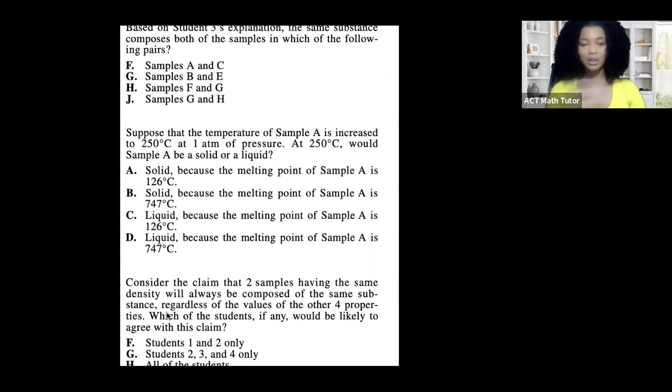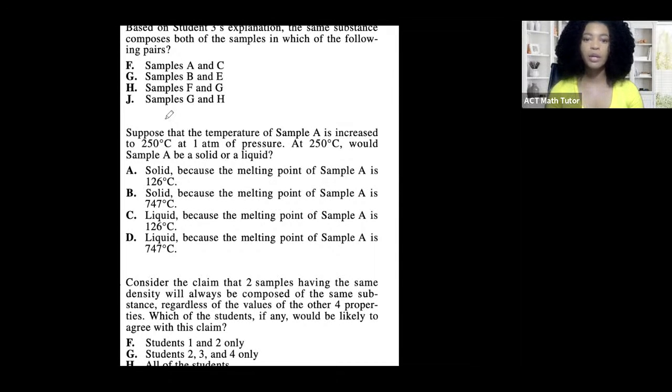Okay, this question, you're going to see it. It is definitely going to be on your ACT science test. So let's look at this one. It says, suppose that the temperature of sample A is increased to 250 degrees Celsius at 1 atm of pressure. At 250 degrees Celsius, would sample A be a liquid or a solid?